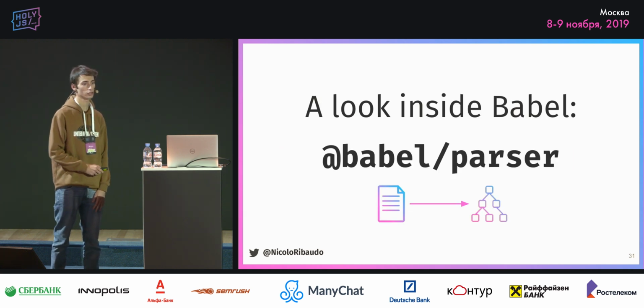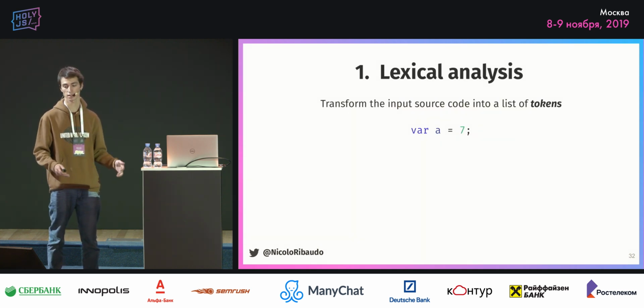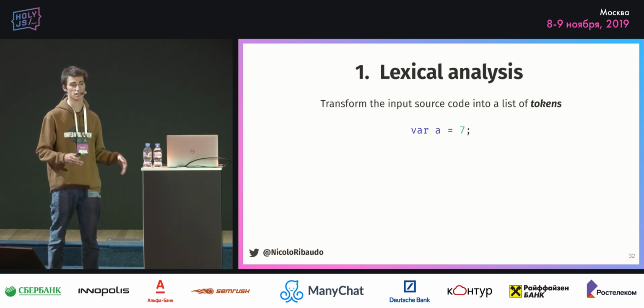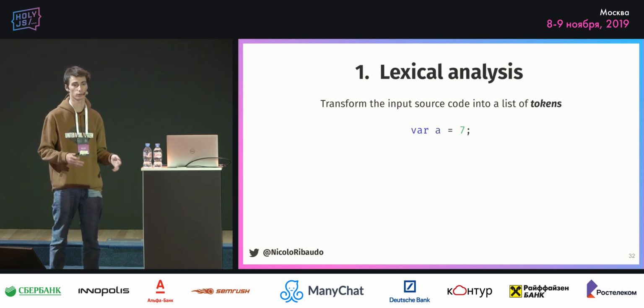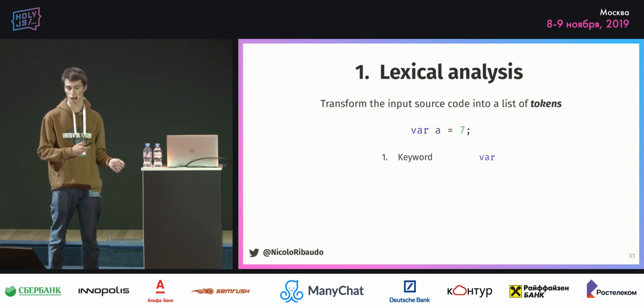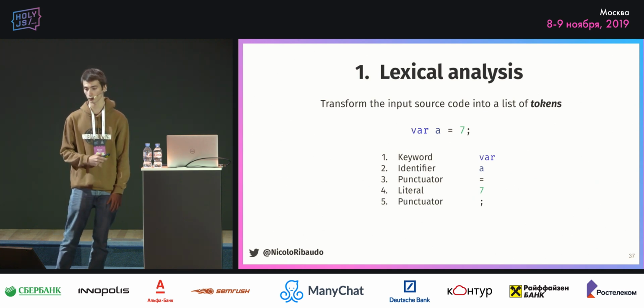Okay, the first package is Babel parser. It is divided in different phases. The first one is lexical analysis. This means that it gets your input source code as a string, and it splits it into a list of tokens, which are like the basic building blocks. In this example, we have a keyword token, var, an identifier token, a, then we have a punctuator, a literal, in this case a numeric literal, and then another punctuator.